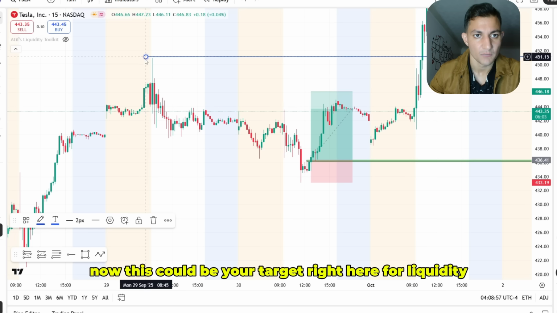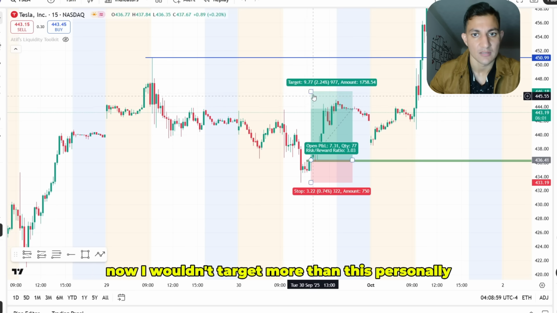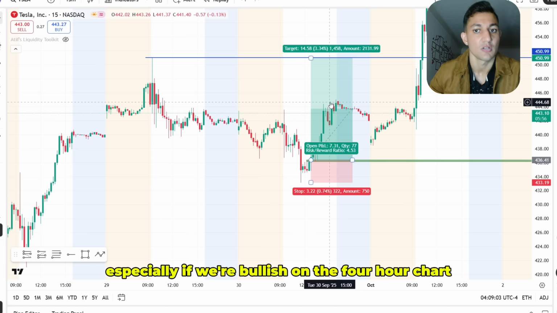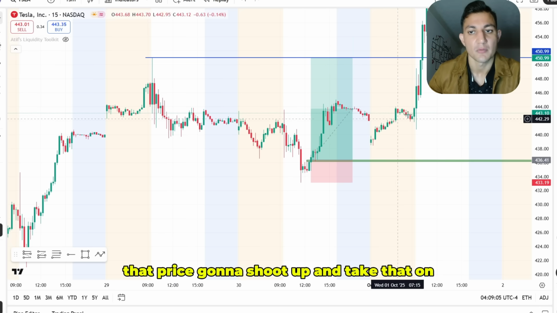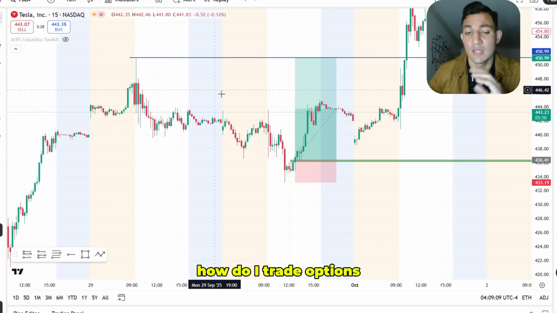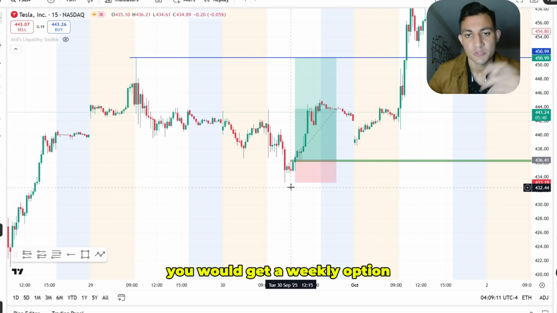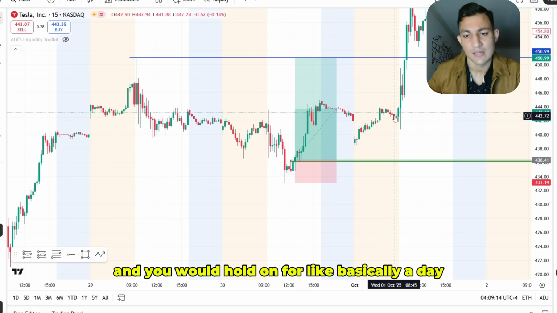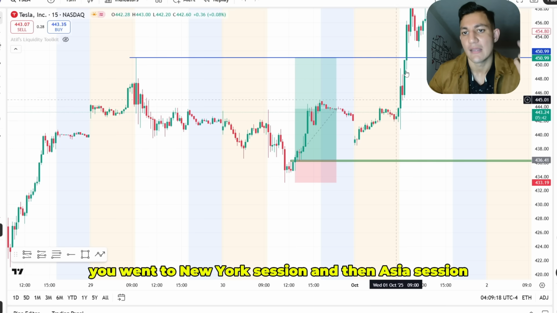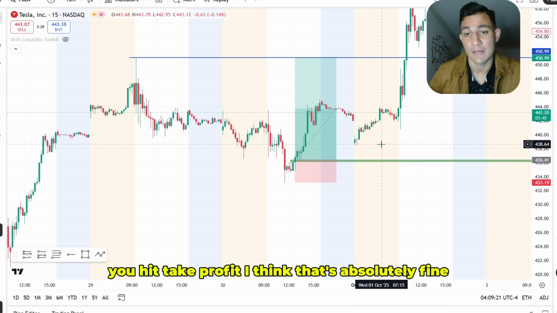You can move that down. This could be your target right here for liquidity. I wouldn't target more than this personally, but it's very realistic on the 15-minute chart, especially if we're bullish on the 4-hour chart, that price is going to shoot up and take that on. For those who are asking, how do I trade options? This is what you would do. You would get a weekly option and hold on for basically a day. And if you're trading Forex, this would be like going into New York session and then Asia session, and you hit take profit. I think that's absolutely fine.